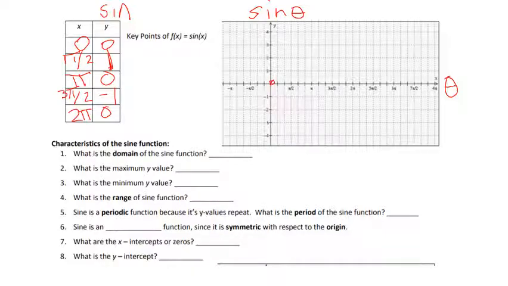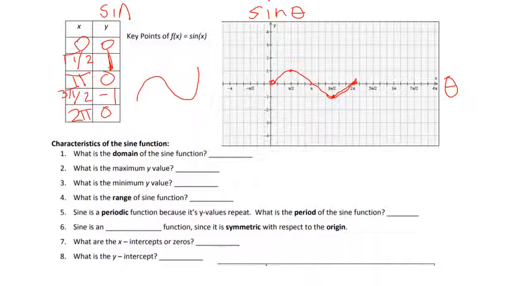For the next value, we have pi over 2, 1, then pi 0, then 3 pi over 2, -1, and 2 pi 0. So what we'll do is connect those nicely. I'm sure that I could have done a better job on that. But you can see that it looks like an S that's been turned and flipped on its side.